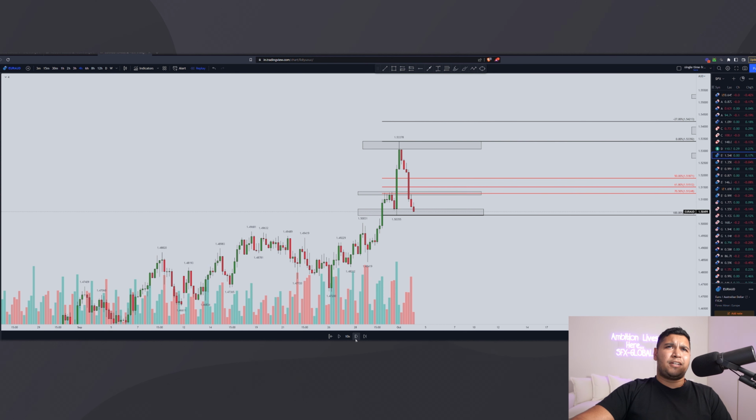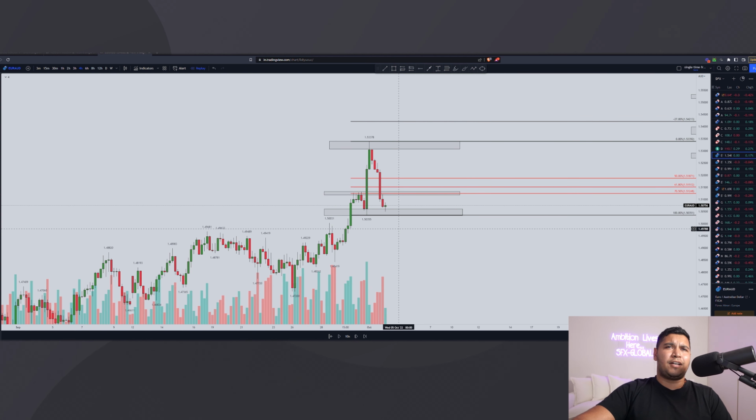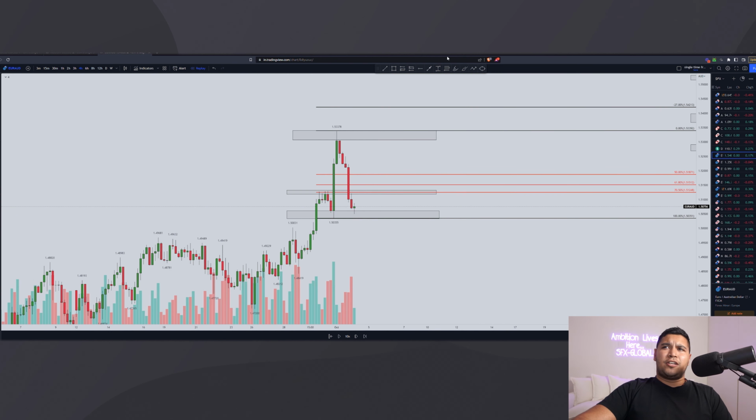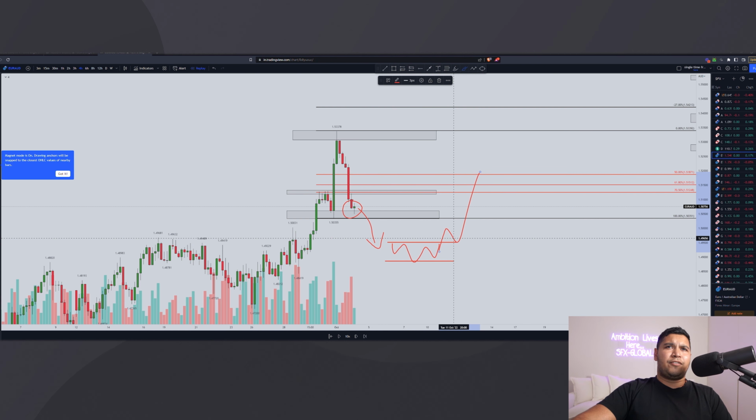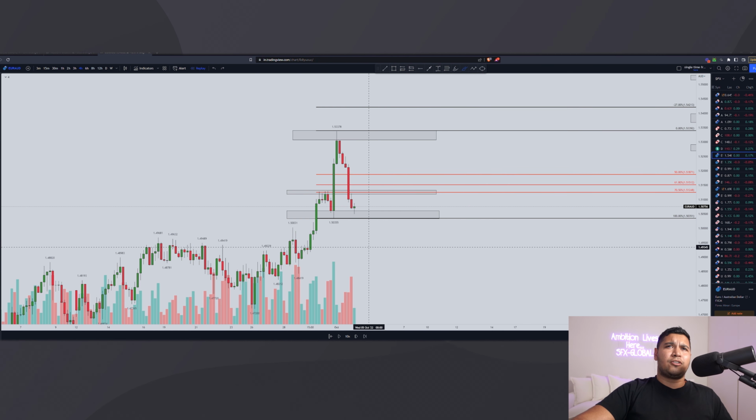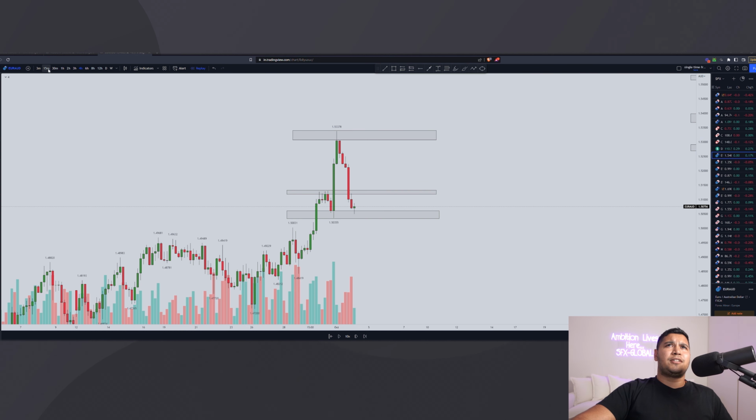So looking at this, we're in the zone, and now I want to see some form of indecision, rejection, or engulfing candles. And here you guys can see this is an indecision candle. Now when I see this candle, what it tells me is on the shorter time frame the market is going sideways, and I'm going to wait for a break and retest of the structure to go long here. So let's go ahead and take a look at the 15-minute time frame here.